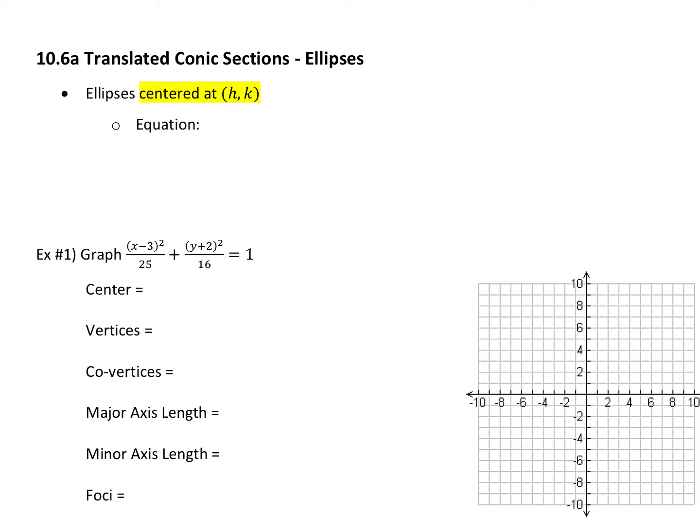Here's the deal with translated conic sections, okay? We are no longer centered at 0, 0. Now we're centered at (h, k). You know this. You've seen this. But it's going to look a little different because you haven't seen it in this equation.